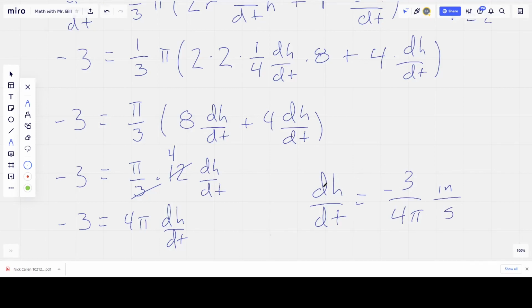So that should make sense. The ice cream is dripping out of the cone, and so the change in height should be negative. And when the height is 8 inches on this very large ice cream cone, then the change in that height is going to be negative 3 over 4 pi, or about a quarter inch per second. And that should do it.